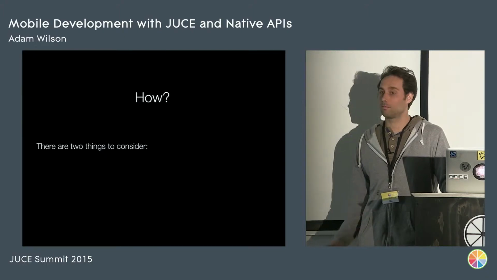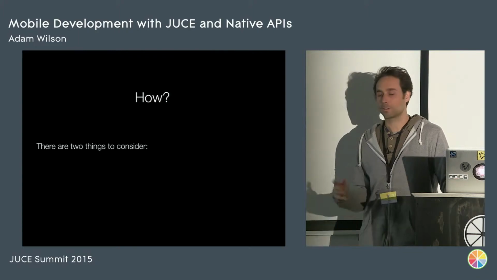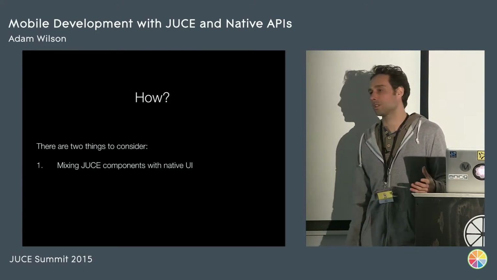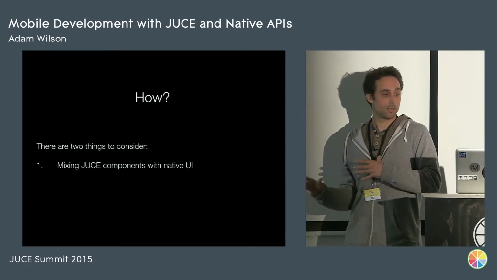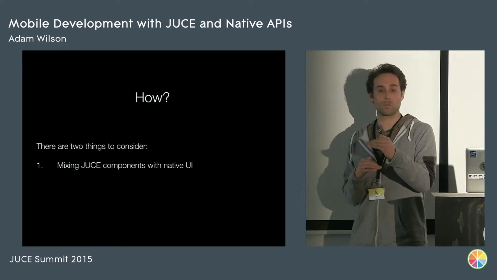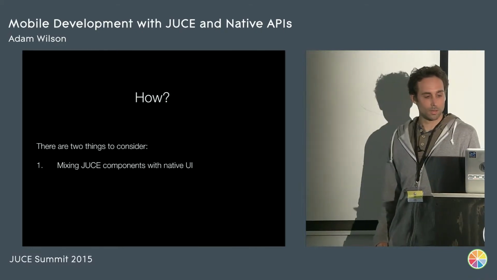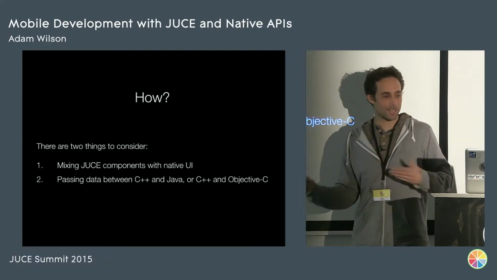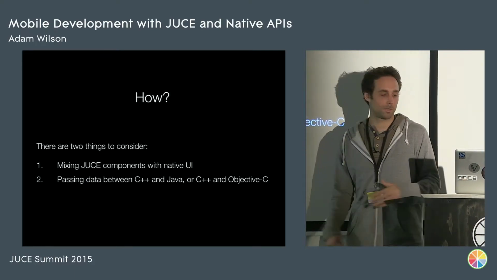So how do we go about this? Well, there are two sides to this. There's the user interface aspect, which is mixing your JUCE component with native UI, i.e. having a JUCE view or window within your native layout. And the other thing, like I just mentioned, is passing data between C++ and Java, or C++ and Objective-C.